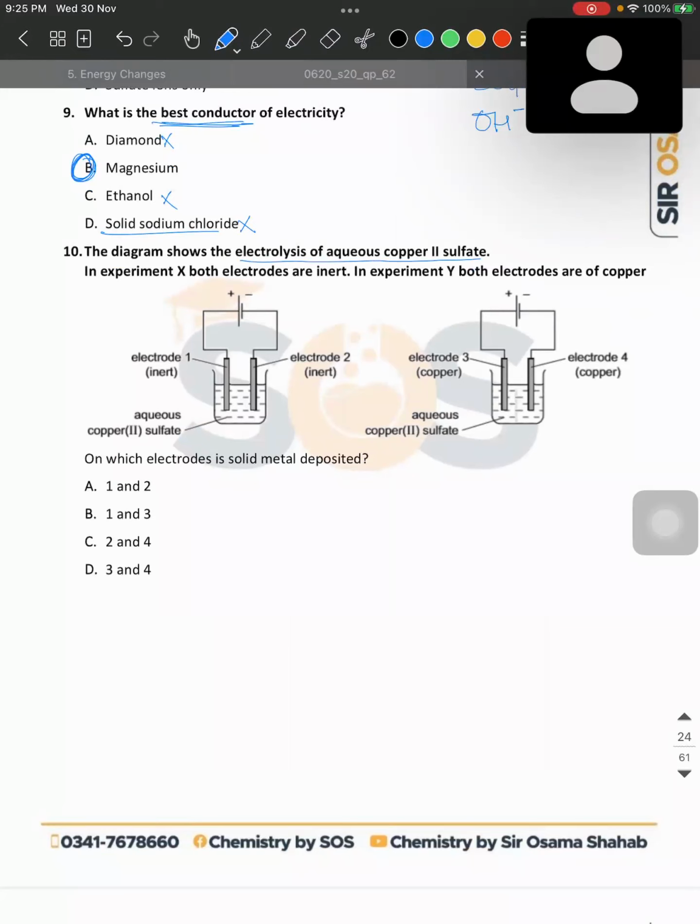In experiment X, both the electrodes are inert. In the X1, both are inert electrodes. You can see this, right? And in the second one, the electrodes are made up of copper. So these are made up of copper. They are asking on which electrodes is a solid metal deposit.